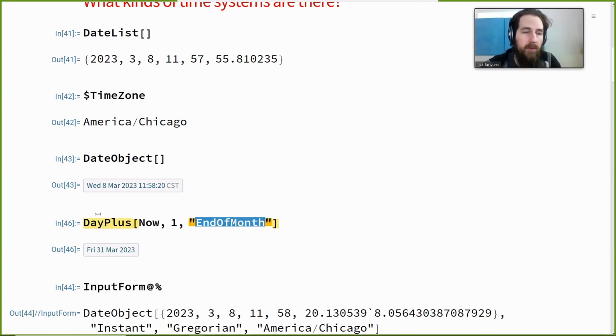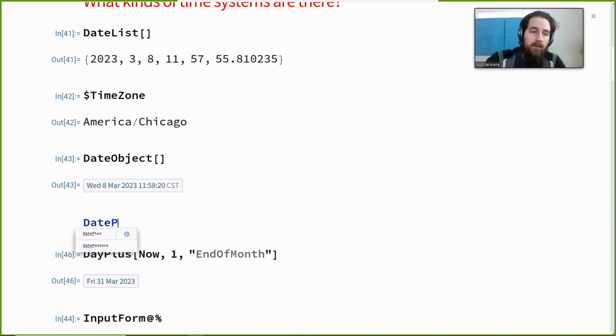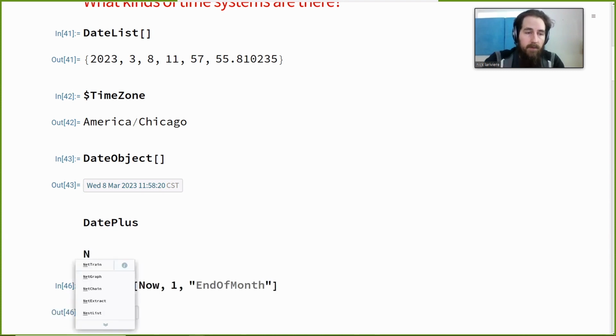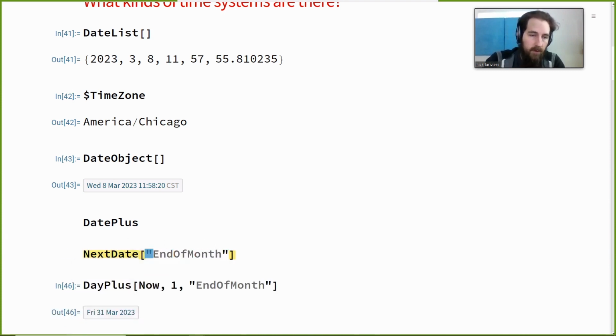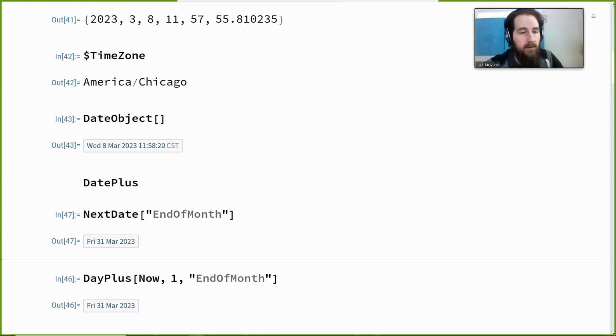The difference between the date functions in Wolfram language and the day functions is that the date functions are general purpose for doing date arithmetic. Day functions are specifically focused on the variation that different types of days will encounter. So if I say next date of end of month, I will get that same date, which is the end of this current month.